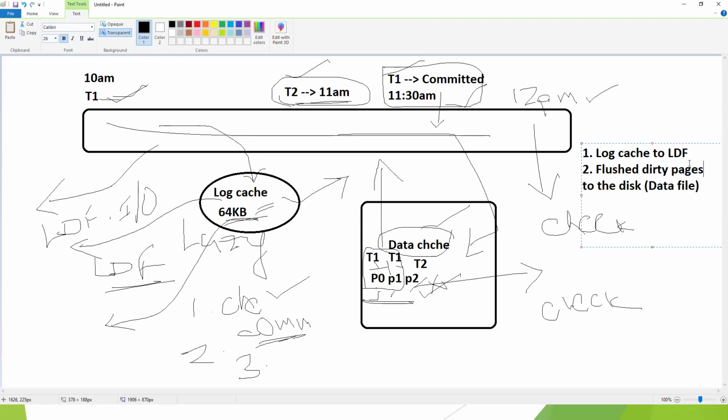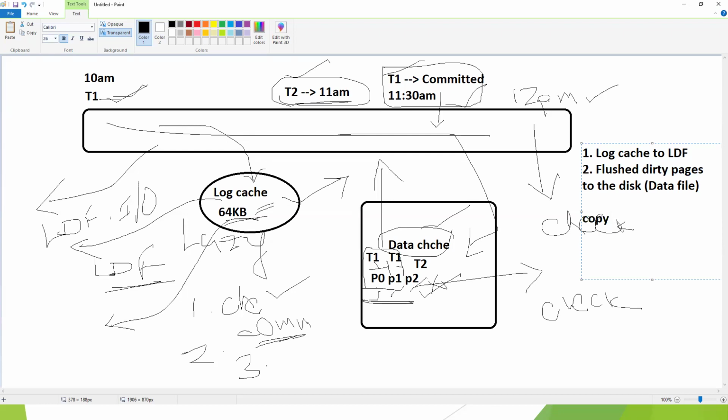So dirty pages, with respect to whether the transaction is committed or uncommitted, the pages that are marked as dirty will be flushed to the data file. Even if the transaction is committed or uncommitted, doesn't matter. If a checkpoint happens and it detects there are dirty pages in the data cache, it will flush those pages to the data file. So flush again, it is a copy, not a remove.